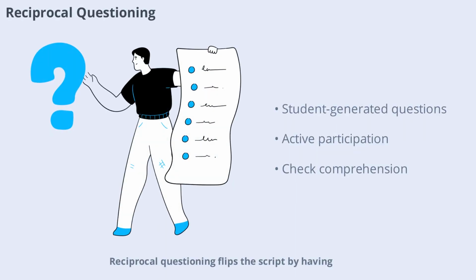Reciprocal questioning flips the script by having students ask each other questions about the material. This technique encourages curiosity, deeper understanding, and active participation. It's a great way to check comprehension and foster a collaborative learning environment.